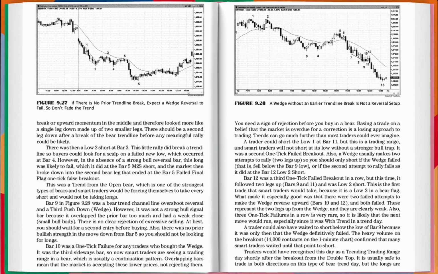This little rally did break a trendline, so buyers could look for a scalp on a failed new low, which occurred at bar 4. However, in the absence of a strong bull reversal bar, this long was likely to fail, which it did at the bar 5 M2S short, and the market then broke down into the second bear leg that ended at the bar 5 failed final flag, 1 tick false breakout.